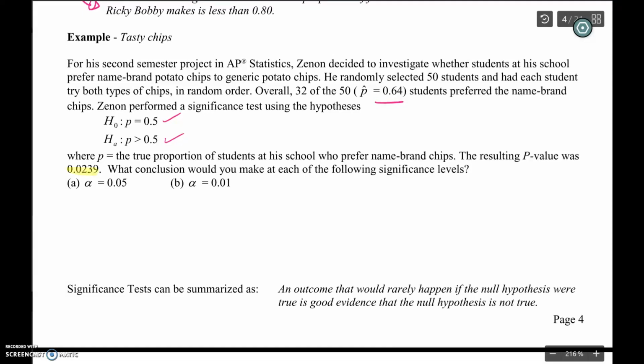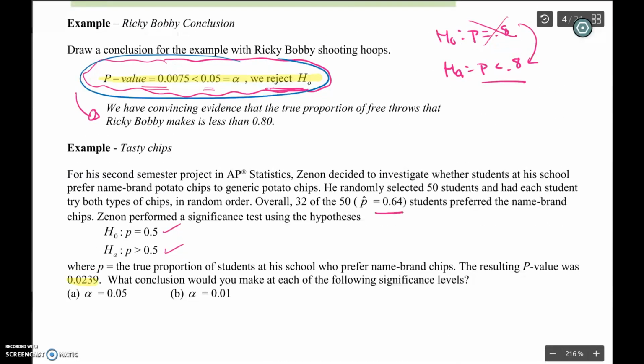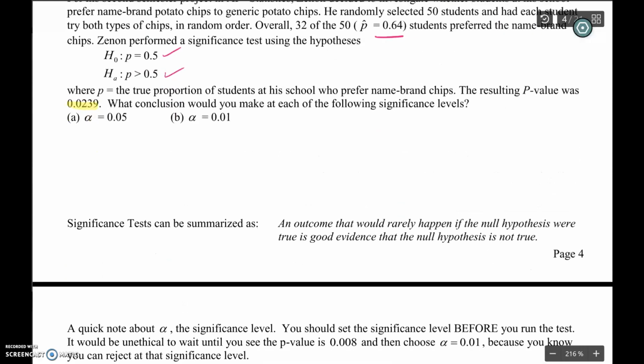What conclusion would you make at each of the following levels? So I'm actually wanting to make this conclusion and not necessarily this one because I don't want to write too much. So for part A, if your p-value equals 0.0239, that is less than 0.05.